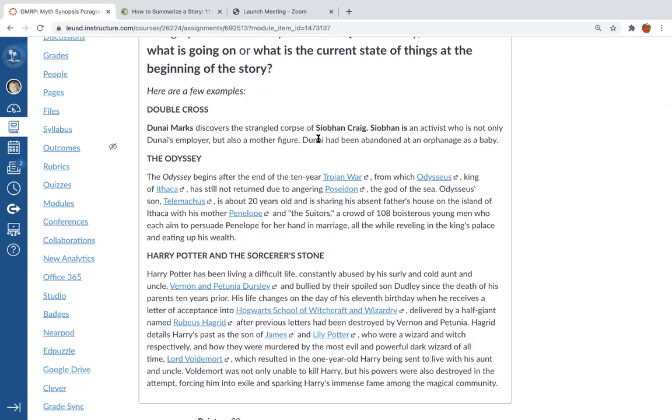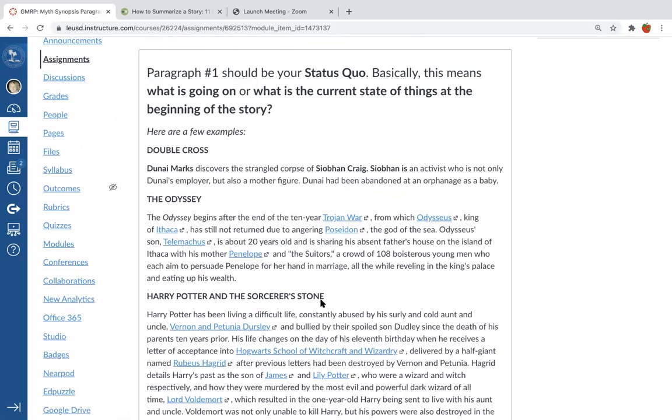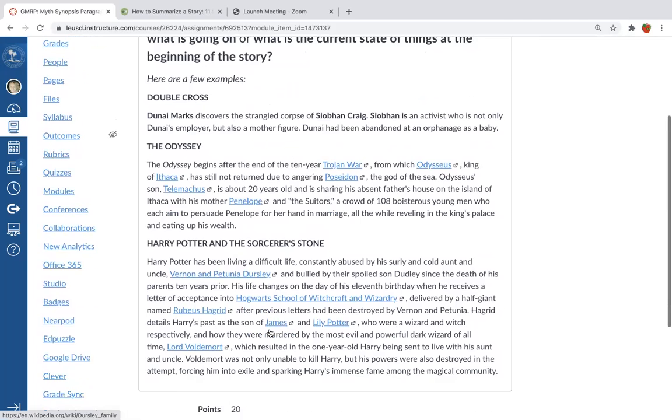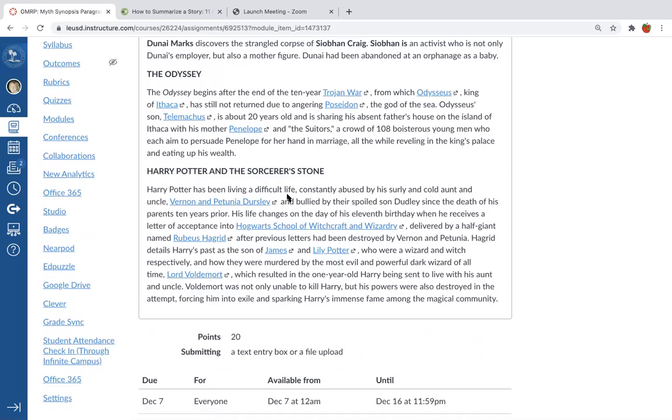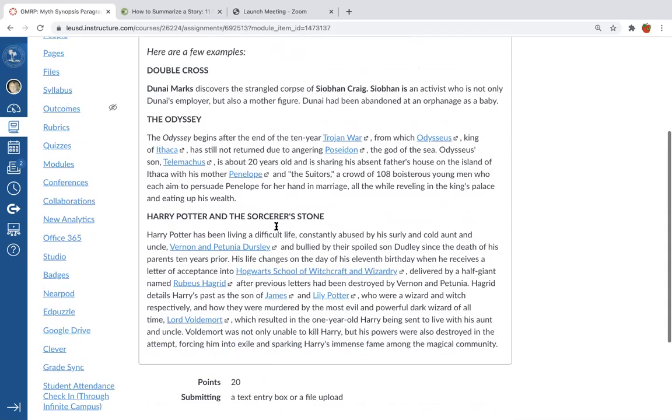Now we're more familiar with Harry Potter. I'm not saying that it has to be this long. Remember, 4 or 5 sentences is fine, but this will give you more of an idea of what I mean by status quo, the current state of things. It's also your exposition, so don't get thrown off by me saying status quo, okay?